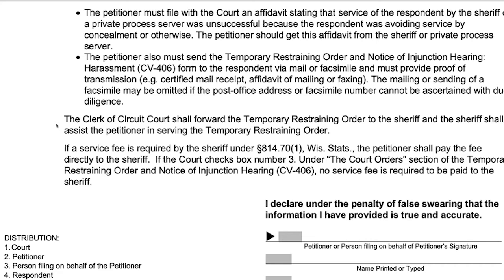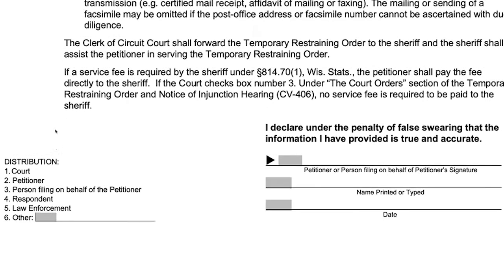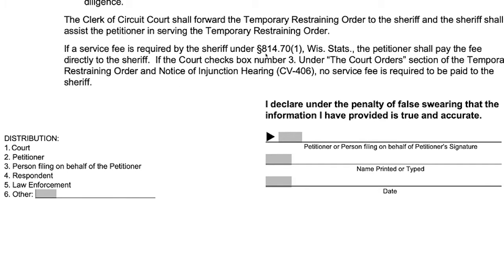The clerk of circuit court will forward the TRO to the sheriff, and the sheriff will assist the petitioner in serving it. And if the sheriff wants a service fee under Wisconsin Statute 814.70(1), you have to pay the fee directly to the sheriff. They'll tell you if you have to pay a service fee before they do anything. If the court checks box number 3 under the court order section of the Temporary Restraining Order and Notice of Hearing, which is Form 406, you don't have to pay a service fee.